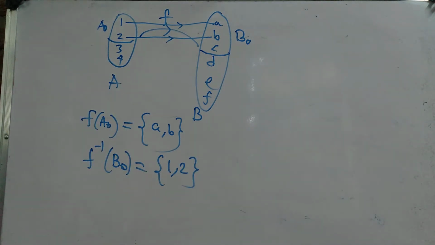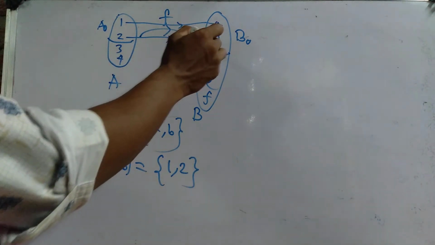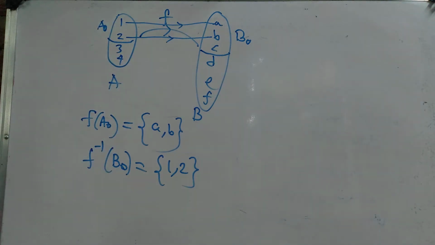If c goes to 3, then 1 goes to a and 3 goes to c, but c is not related to this B0, so f inverse of B0 equals just {1, 2}. Now this one is the image of A0, and this one is the pre-image set of B0.